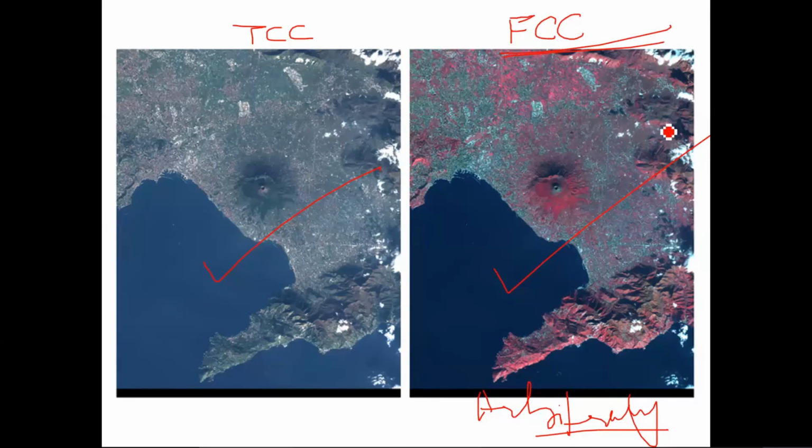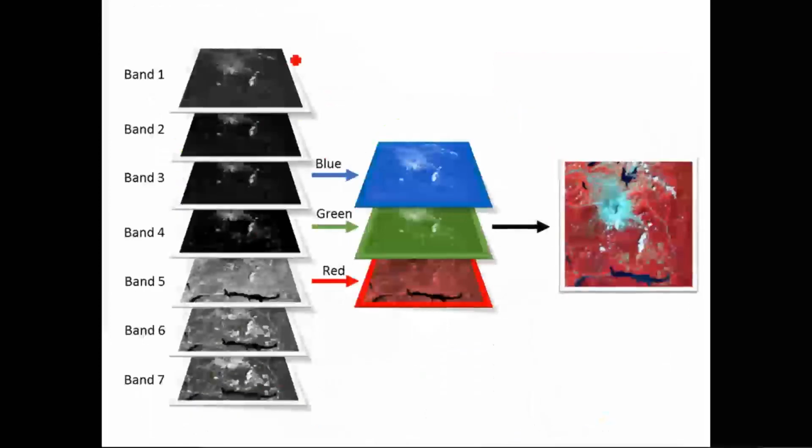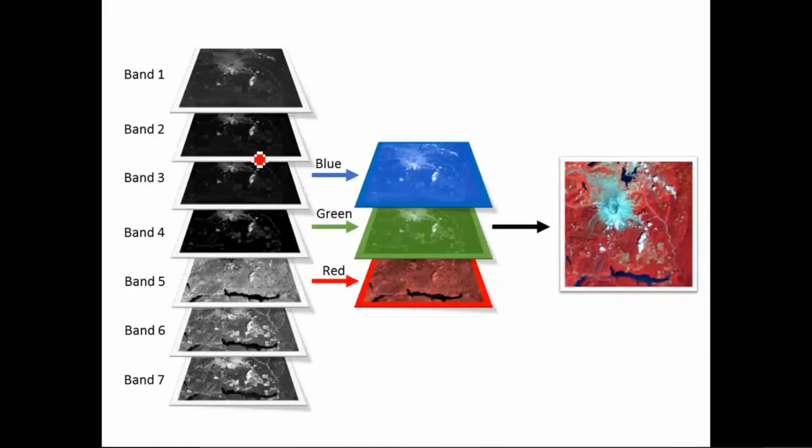Suppose this is blue, this is green, this is red, this is NIR. Okay, so in a false color composite, for the green band, blue is assigned. For the red band, green is assigned, and for the NIR band, red color is assigned. So what you generate basically is an FCC.